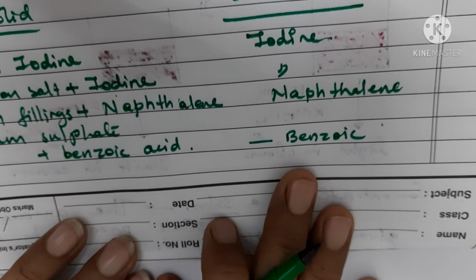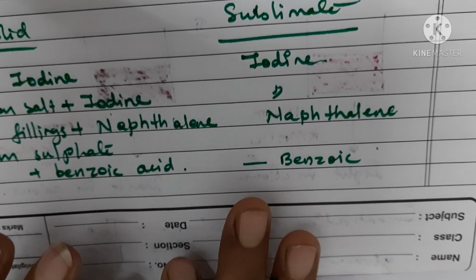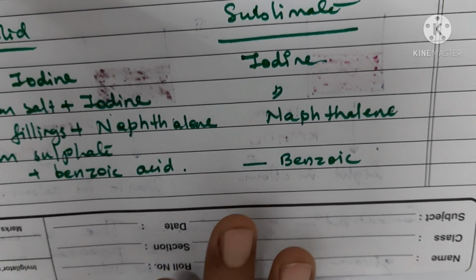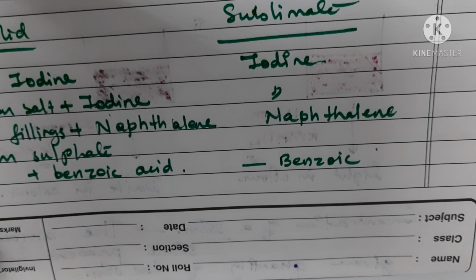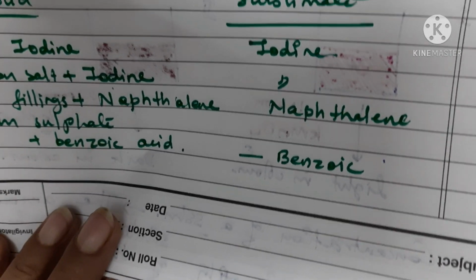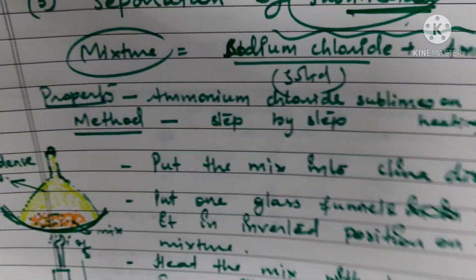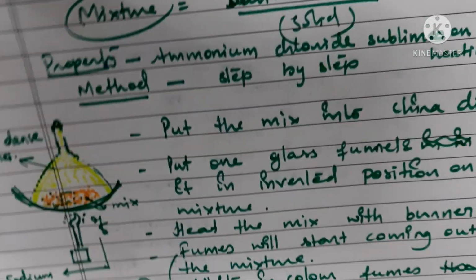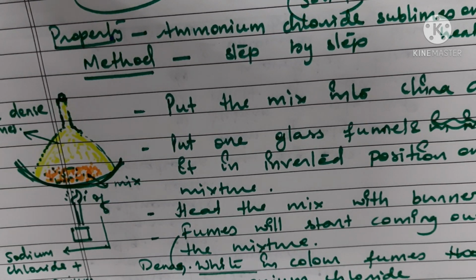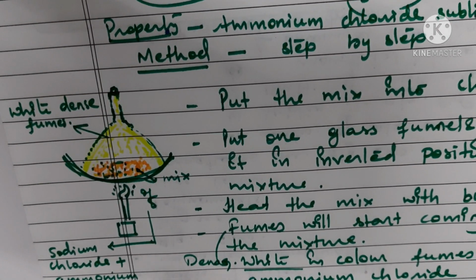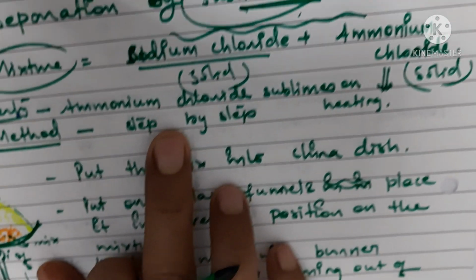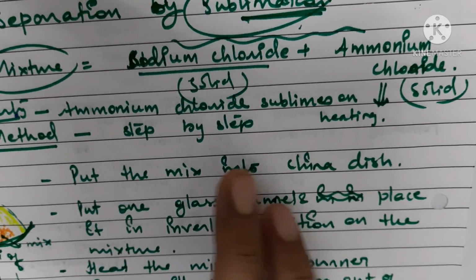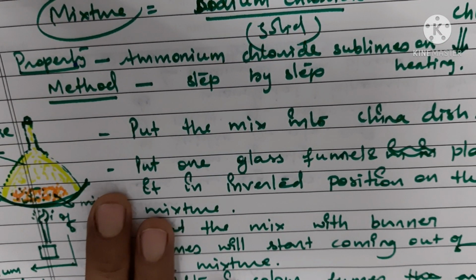On heating they can sublime, but make sure that these constituents do not chemically react with each other. If they react, then you will not be able to separate them. The process is not applicable for a mixture of two constituents that react with each other. Chemical reaction should not happen between them. So this was the process. Here the property used was that ammonium chloride sublimes on heating. So all our three methods are over here.